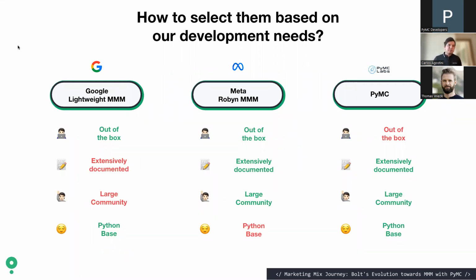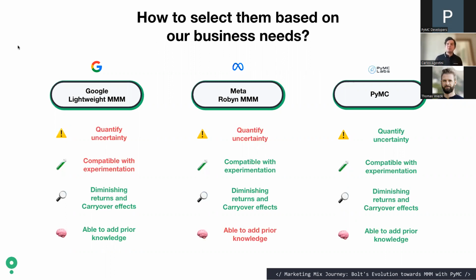Even so, we also have business needs, so we checked which tools had the most pros. In business, we needed to quantify uncertainty. We needed to be compatible with our experimentation setup, the ones that I mentioned before, quasi-experimentation and A/B testing. We wanted something that considers assumptions around marketing, like diminishing returns and carryover effects. And at the same time we wanted something that can add prior knowledge. If we cannot even input the prior knowledge that we have from our experiments, how can we even start to trust the model? And with PyMC, you can have everything because you're just building it.